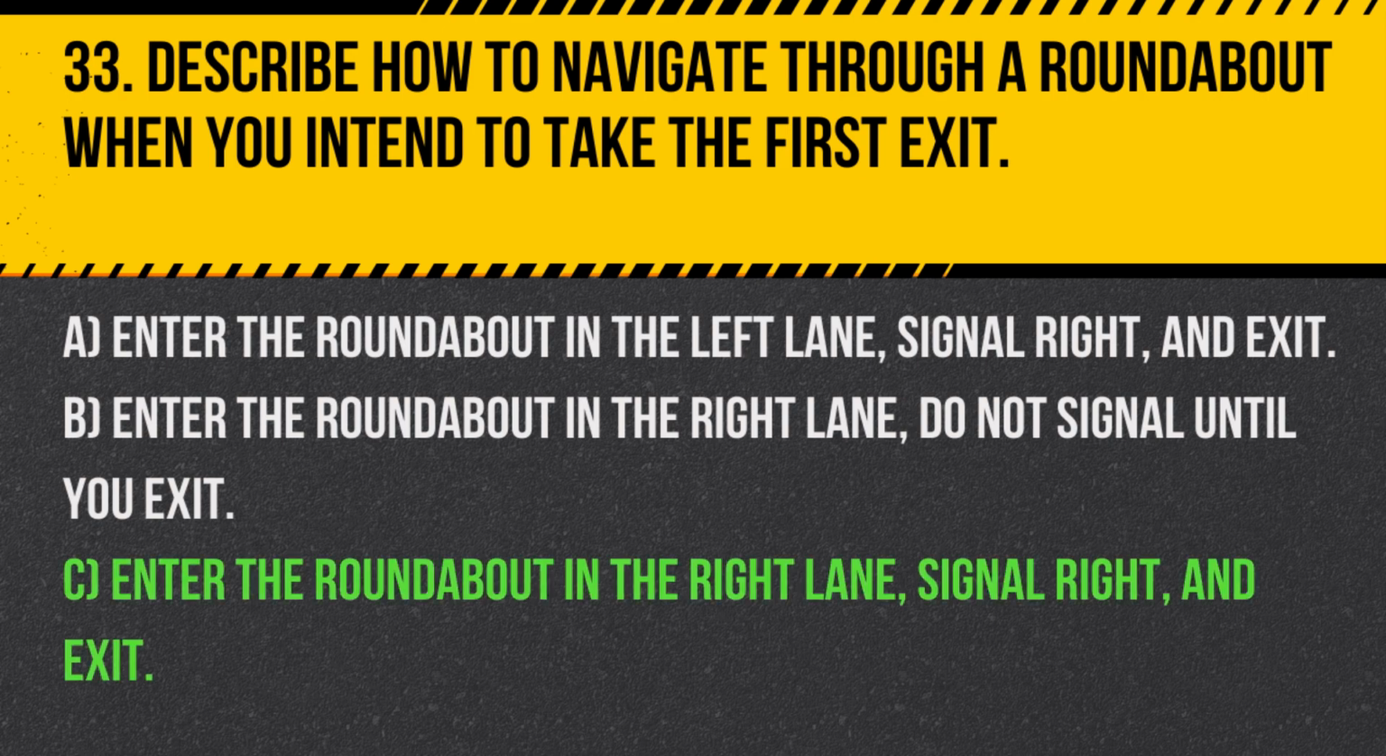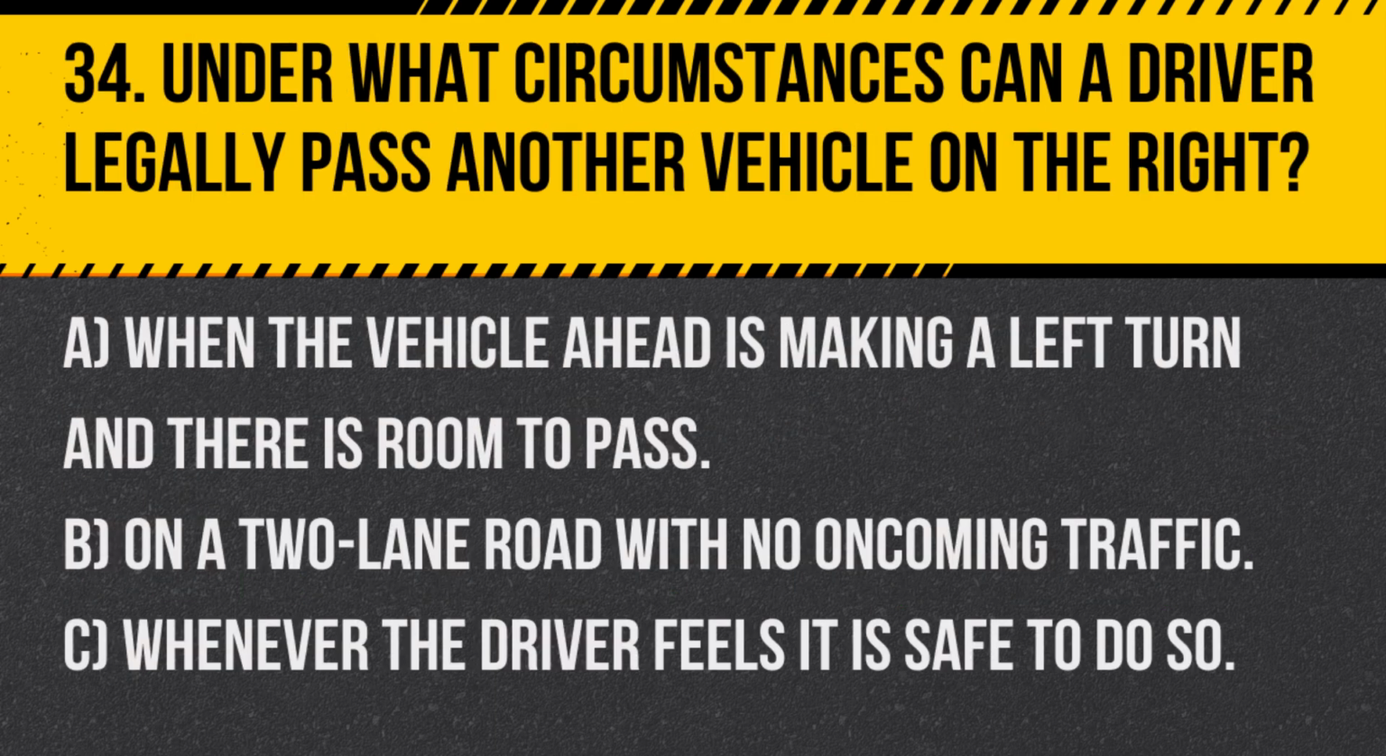Answer: C. Enter the roundabout in the right lane, signal right, and exit. Proper lane choice and signaling are key to safely navigating a roundabout. Question 34. Under what circumstances can a driver legally pass another vehicle on the right?